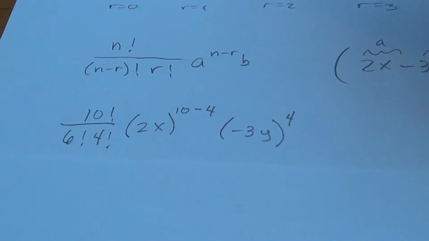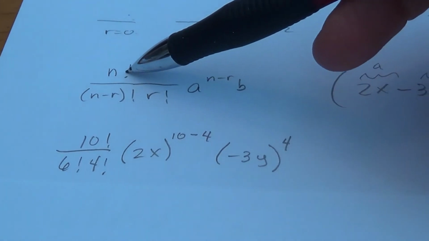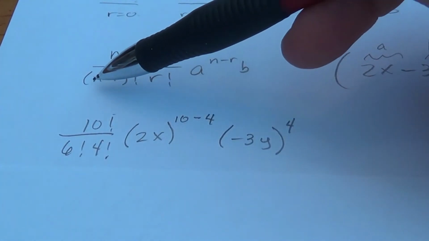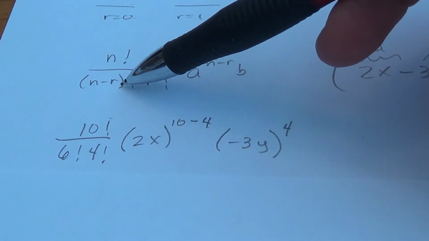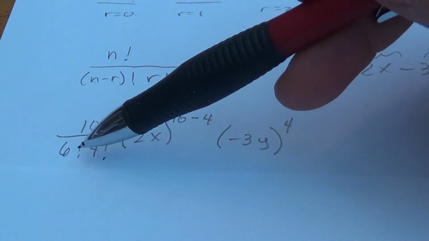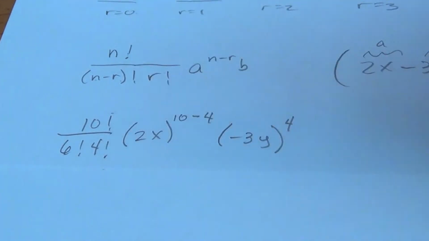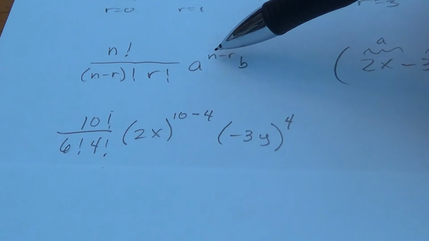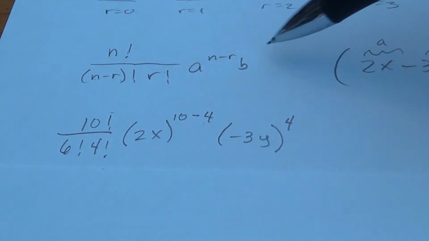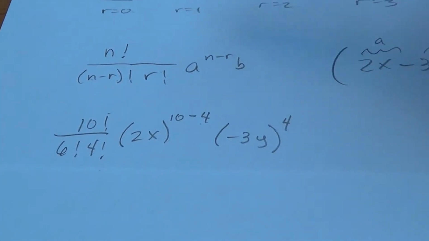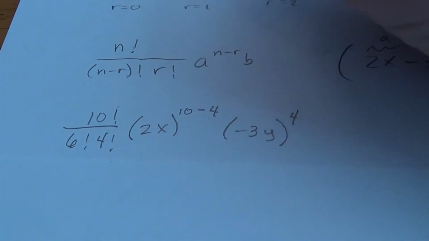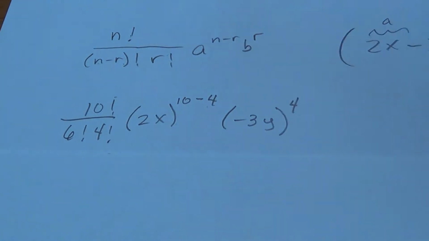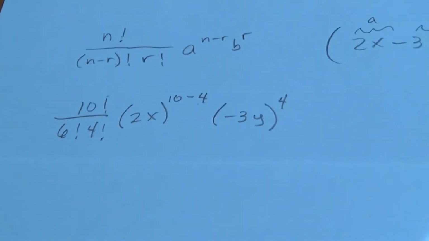So the fifth term will be n factorial, which is 10, over n minus r, in this case 10 minus 4, 6 factorial, and then r factorial is 4 factorial. And then the first expression, 2x, is raised to the 10 minus 4, and the last expression is raised to, there's supposed to be an r there, I'm sorry, to the 4th. All right, so now I just have to simplify.